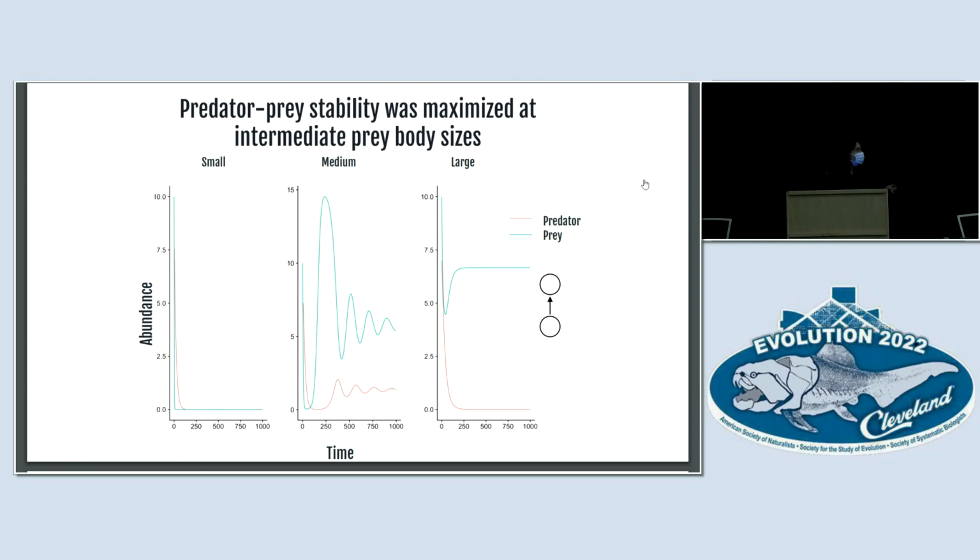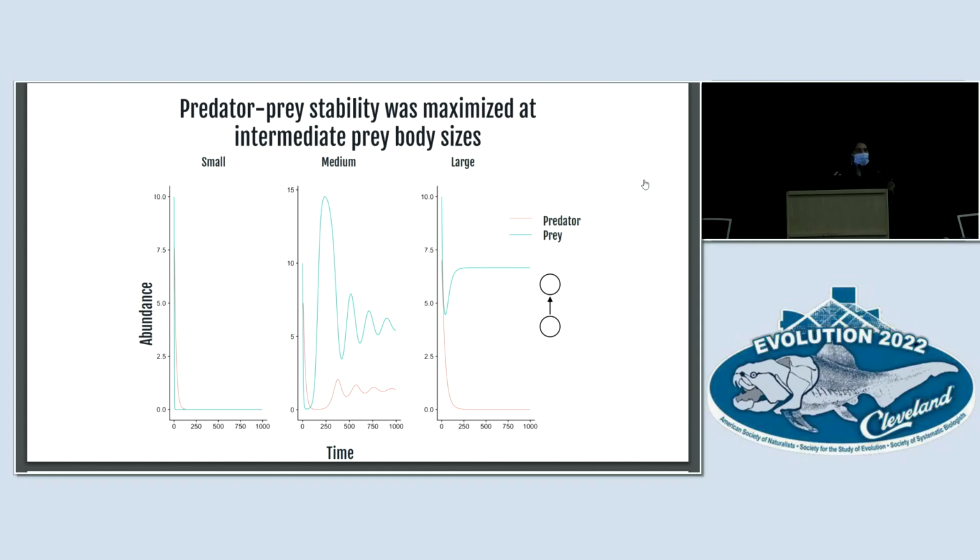Now, it's only at intermediate body sizes that both the predator and the prey persist. When the prey is very small, the attack rate is very large, so the predator consumes its prey very quickly, drives it extinct, and goes extinct itself. When the prey is very large, the handling time is very long, so the predator cannot obtain enough energy through consumption, it goes extinct, and the prey is allowed to persist. So it's only at intermediate body sizes that both the prey and the predator persist through time.